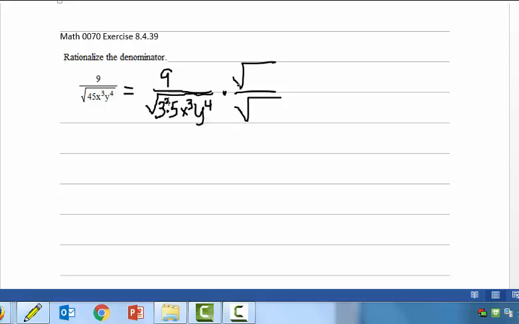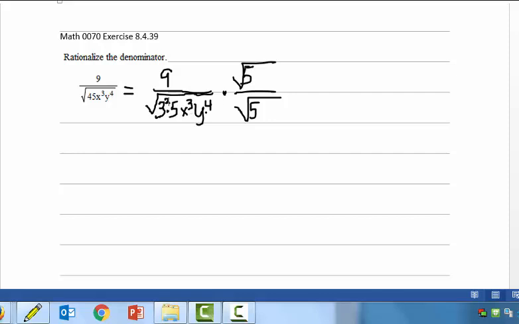So what I want to do is multiply the top and bottom by the square root of the smallest number or smallest expression that makes, after I multiply, the square root in the denominator of a perfect square. Well, I see I already have 2 powers of 3, but I only have 1 power of 5. So I need 1 more power of 5.